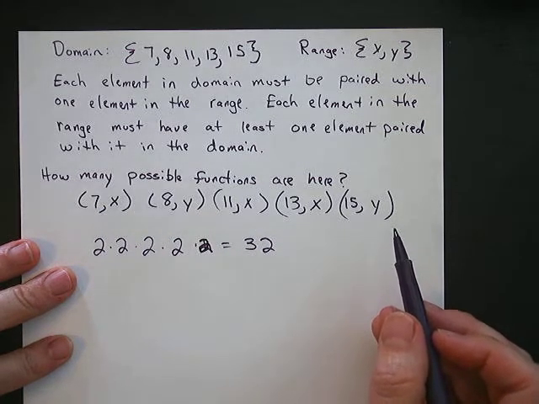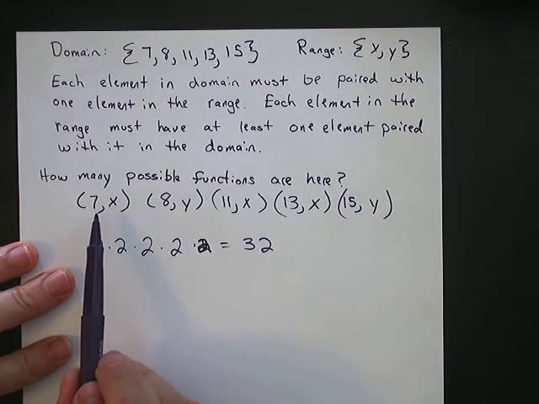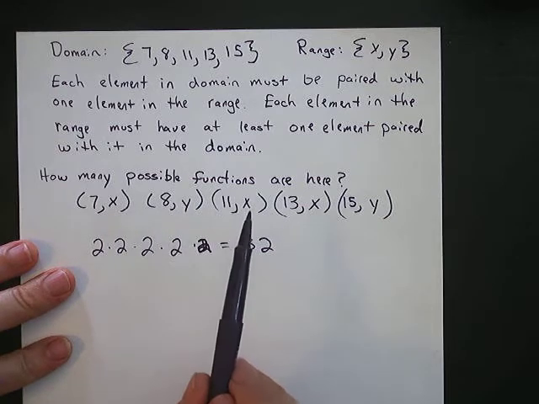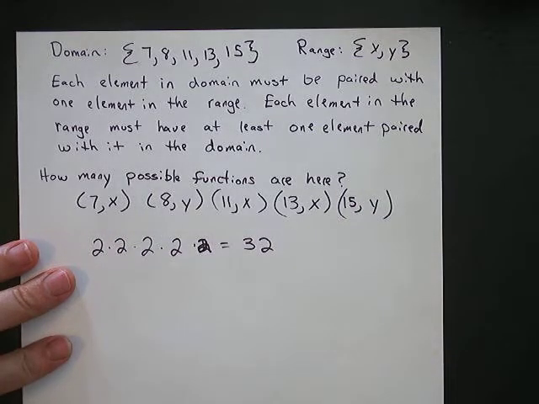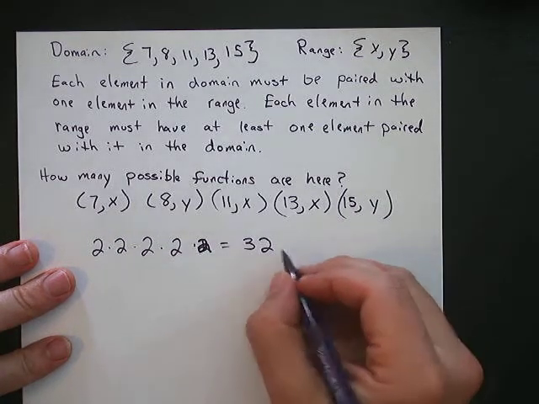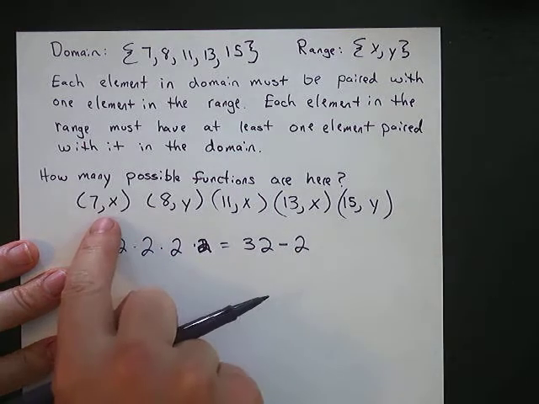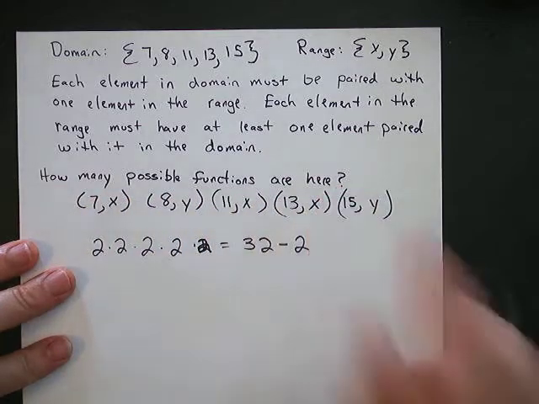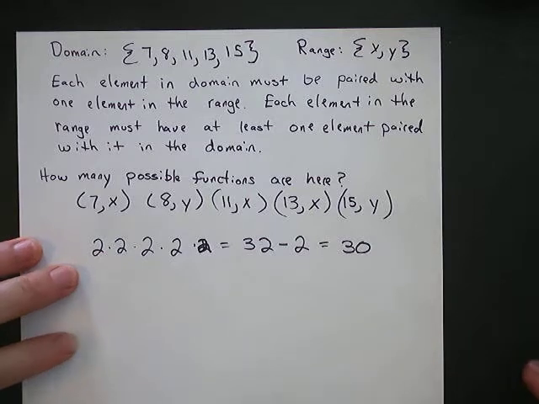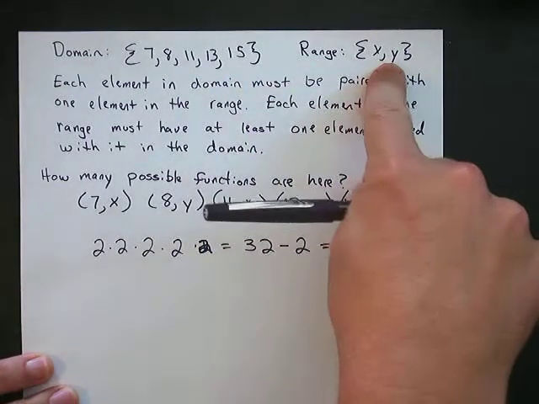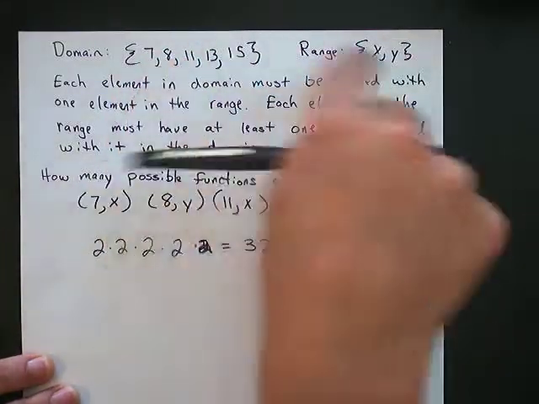And that's not something that this particular problem lets us do. So we have to throw that out. We also have to throw out the possibility that 7 is paired with y, 8 paired with y, 11 paired with y, 13 paired with y, and 15 paired with y, because then the x wouldn't get used. So our answer is 32 minus those 2 possibilities that can't be used because we don't want them to all be x's or all be y's. That gives us 30 different possible functions given this domain and this range, and given that every element goes to one other element.